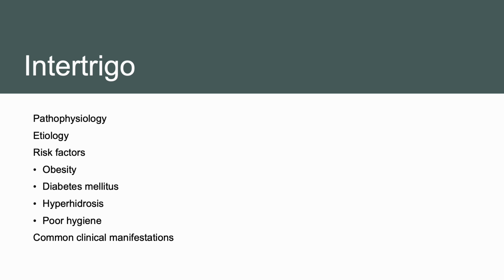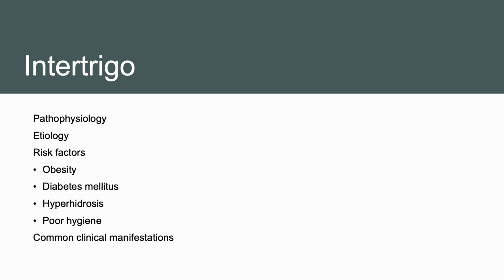Next, we'll talk about intertrigo. Intertrigo is inflammation of skin folds due to friction, moisture, and heat, leading to maceration and secondary infection. Etiology, Candida species. Also, bacterial infections, such as Corynebacterium and Staphylococcus aureus. Risk factors include obesity, diabetes, hyperhidrosis, and poor hygiene.